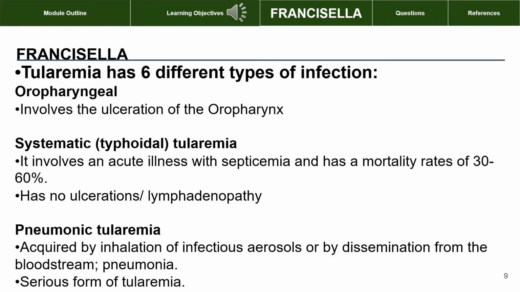Then next we have pneumonic tularemia. It is acquired by inhalation of infectious aerosols, or by dissemination from the bloodstream, or simply from pneumonia. So it is a serious form of tularemia.